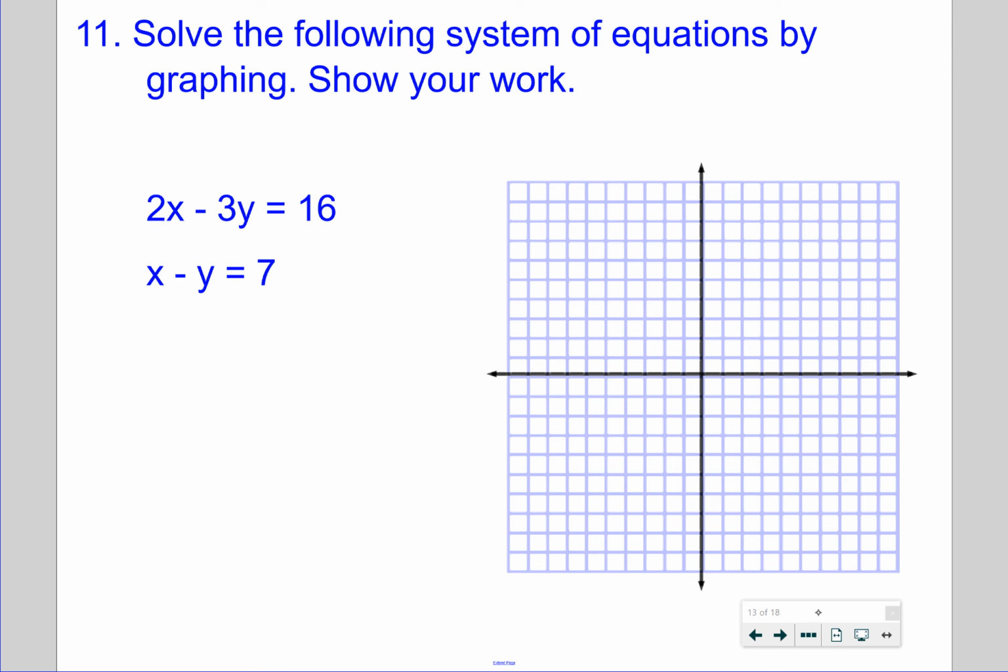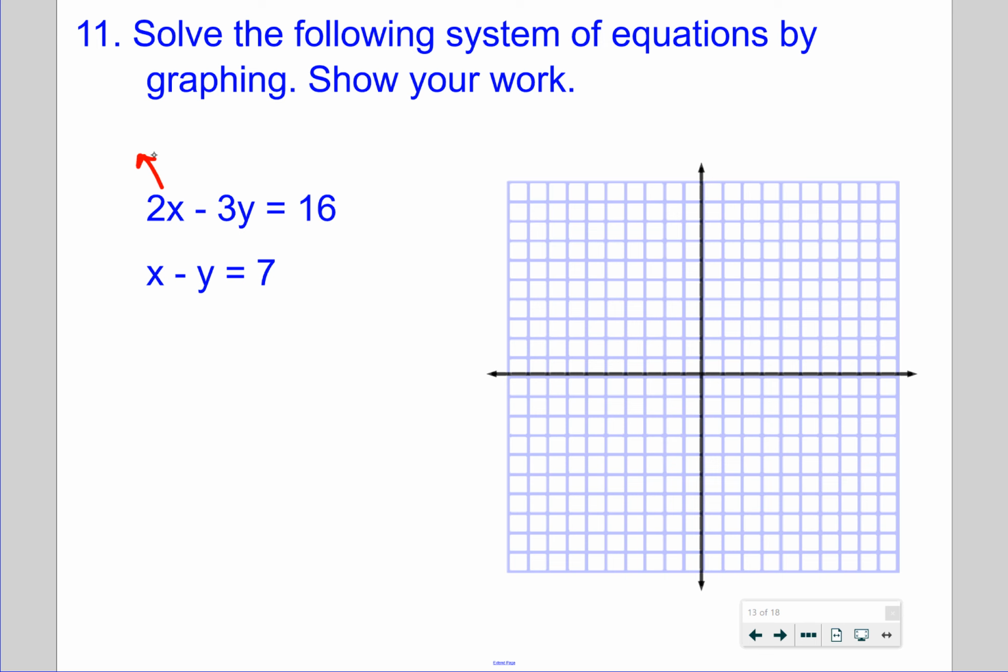So here we need to graph. We can graph one of two ways for these. You can graph by finding x and y intercepts and then plotting those and connecting them, or you can get the equation in slope-intercept form. If I have an equation in standard form like this, I prefer to do the intercepts, so I'm going to do that.